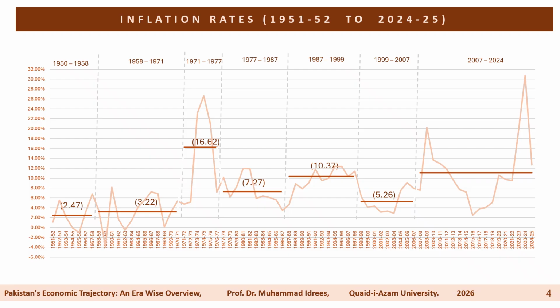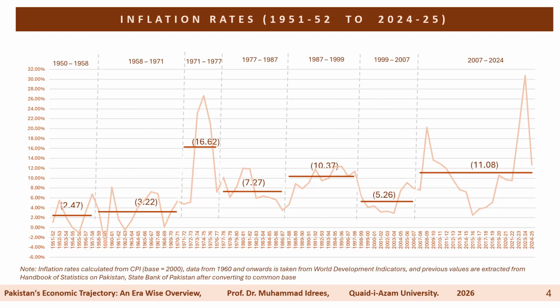Then in the sixth regime, that was from 1999 to 2007, the inflation rates were once again controlled, and the average inflation rates were just 5.26%. And during the current regime, the average inflation rates are very high, 11.08. Now, if we look at the average annual inflation rates during the different regimes, we can see that our inflation rates are constantly fluctuating. Inflation has always been one of the problems.